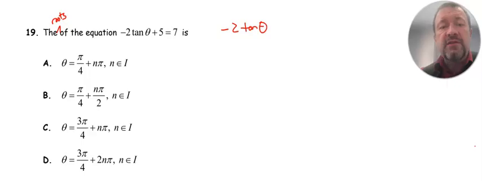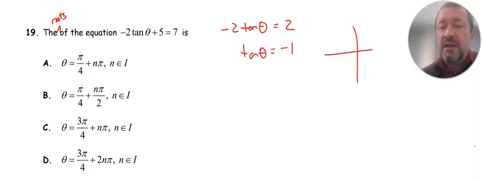So negative 2 tan theta, first of all, we're going to bring the 5 over. So we're going to subtract 5 from both sides, and that'll get us 2. Then I'm going to divide both sides of the equation by negative 2, and that'll get me negative 1. So tangent is equal to negative 1.